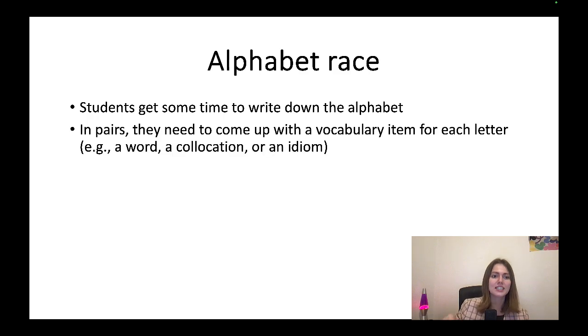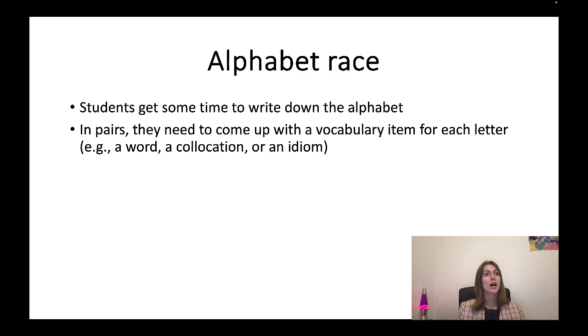Once they have all that, in pairs, they need to come up with a vocabulary item for each letter. And that could be anything you want it to be. So it could be a random word, a collocation, an idiom. You could give them a specific topic. You could make them give you phrasal verbs only, or nouns, adjectives.